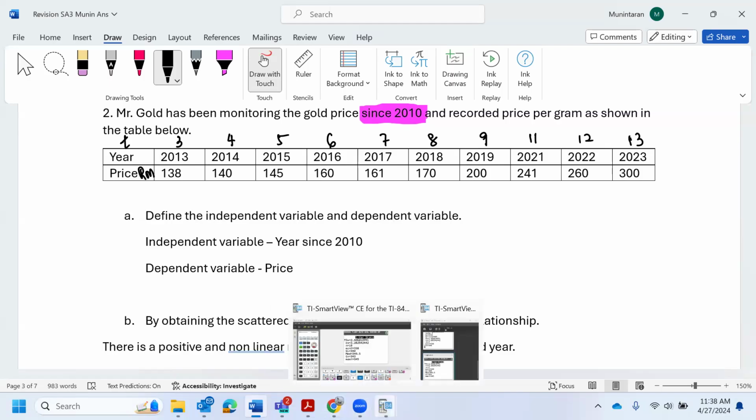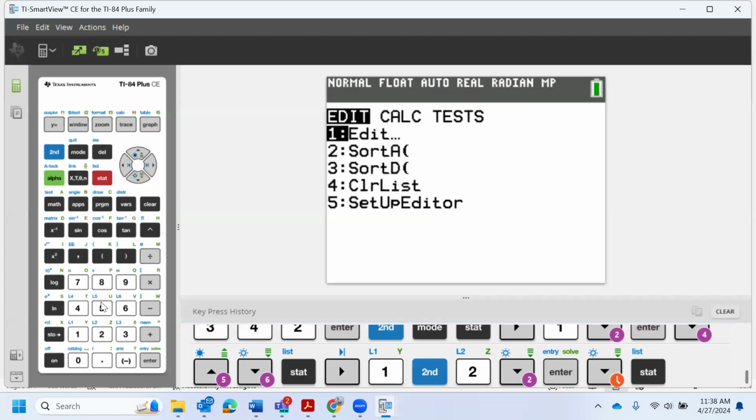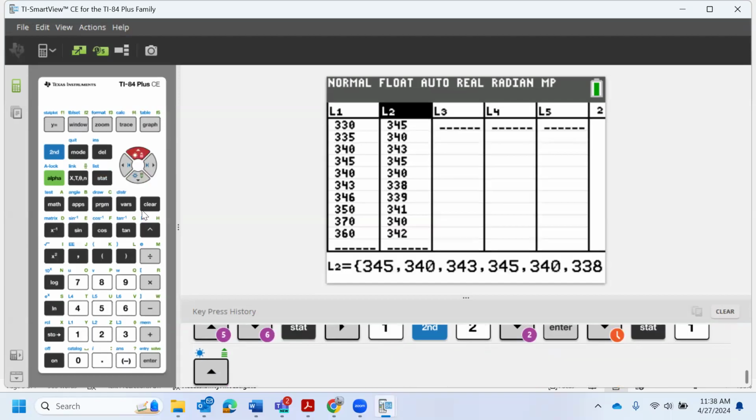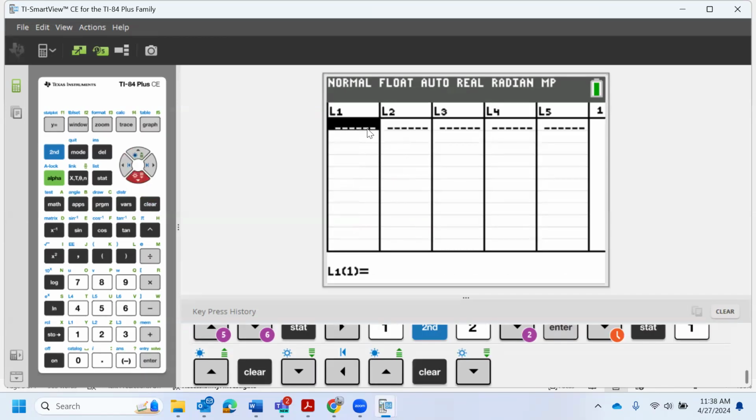So go back to your GC, stat, and then you need to edit. Now make sure you clear them first. There are a couple of ways to clear. I always like to do this: go up to L1, press clear, push it down. It's empty. Don't delete one by one, wasting time. Clear, press down. Make sure the cursor is at the first cell. If you have any other data, then you're going to make it wrong.